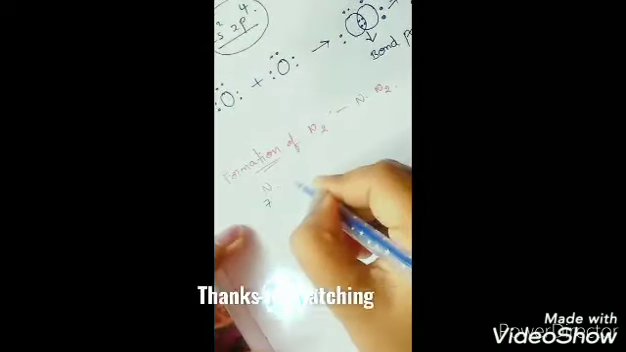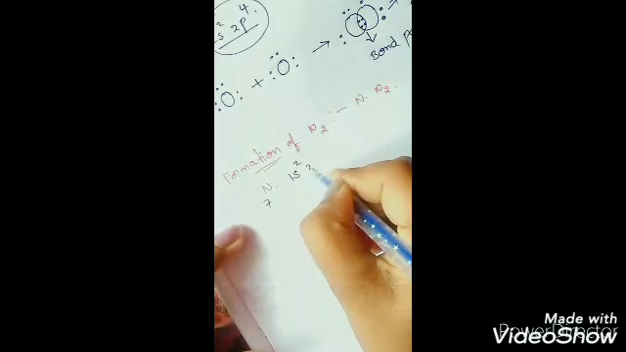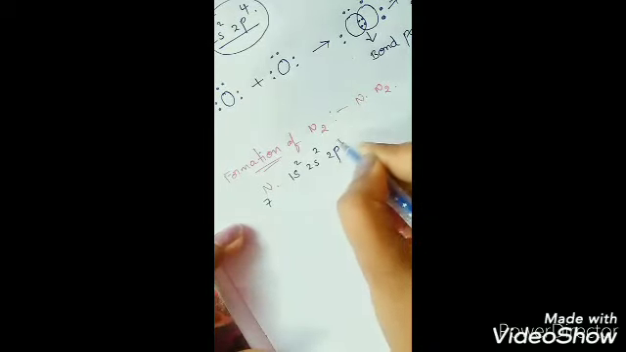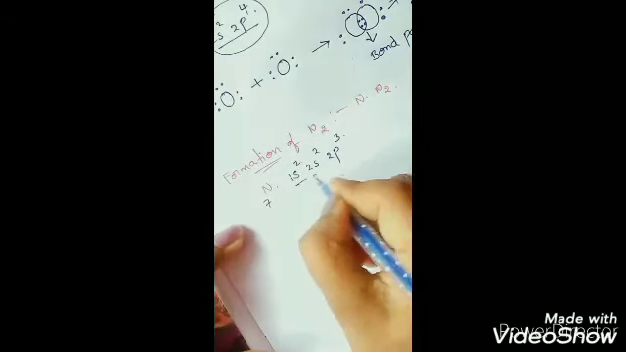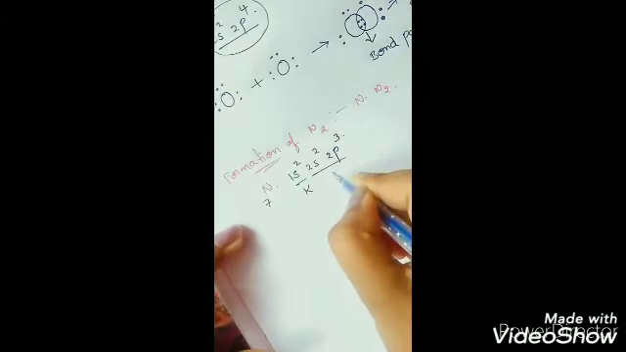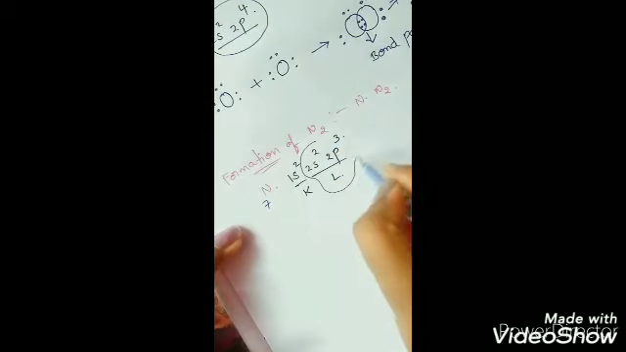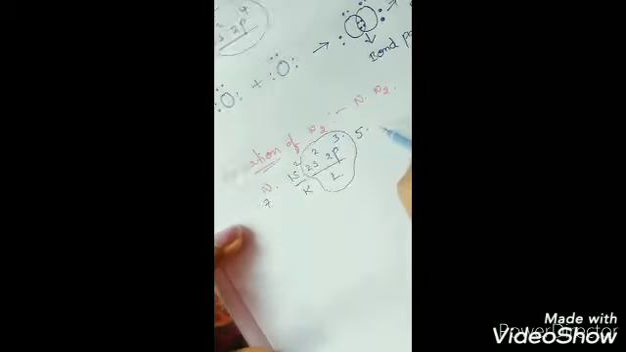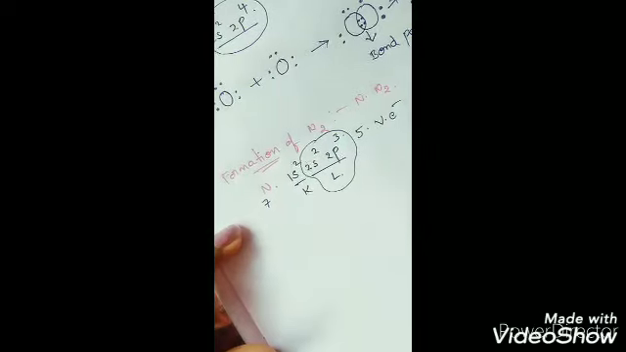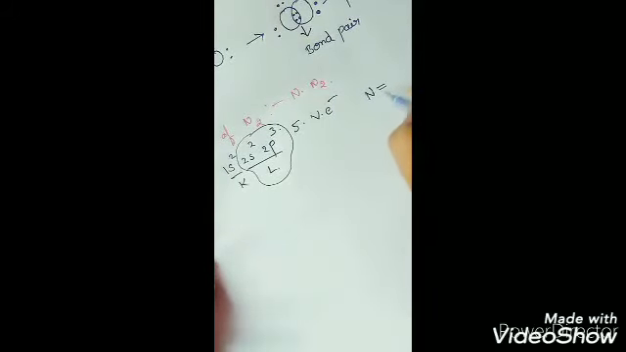So, nitrogen. The atomic number of nitrogen is 7. The electronic configuration is 1s2, 2s2 and 2p3. That means this is the first shell, this is the second shell. The second shell contains 5 electrons, that means 5 electrons are the valency electrons. Nitrogen valency is 3. Then nitrogen has to form 3 bonds with another atom. The structure will be like this.